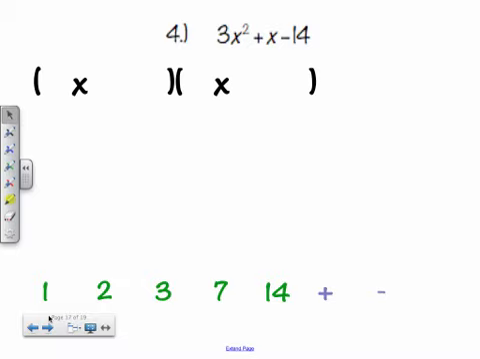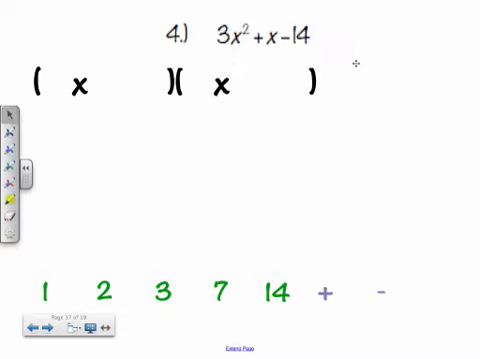Okay, so here's another example, and if you notice there is no box because I want to show you how to do it without the box, and then you can kind of see which method you prefer and follow the one that works best for you. So in this example right here, again, your goal is to get these first terms to multiply to give you your A term, which is this 3 right here.